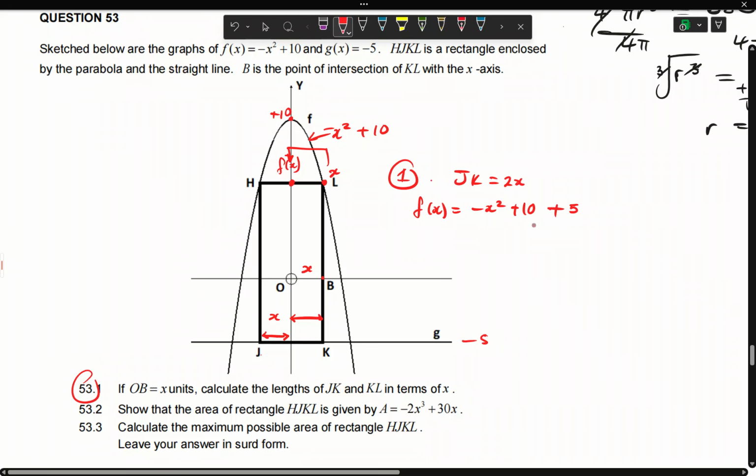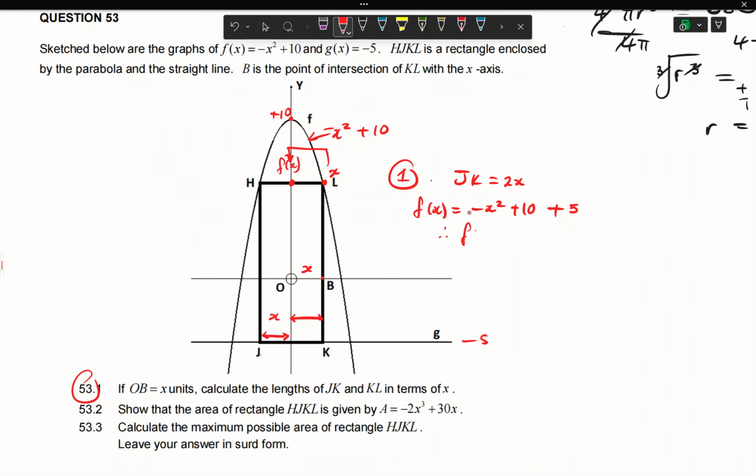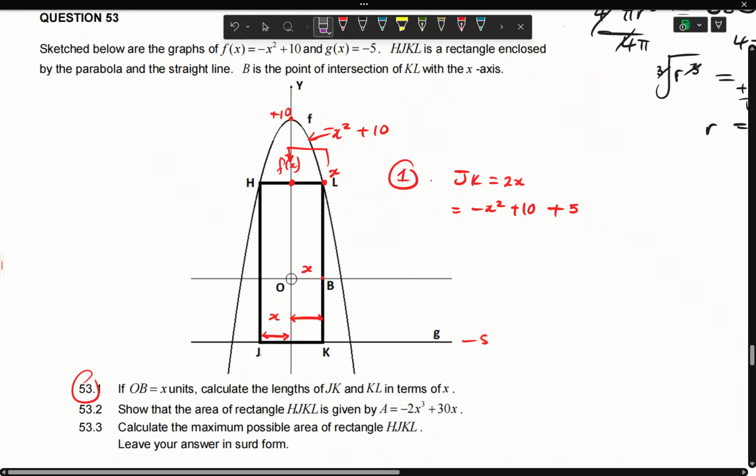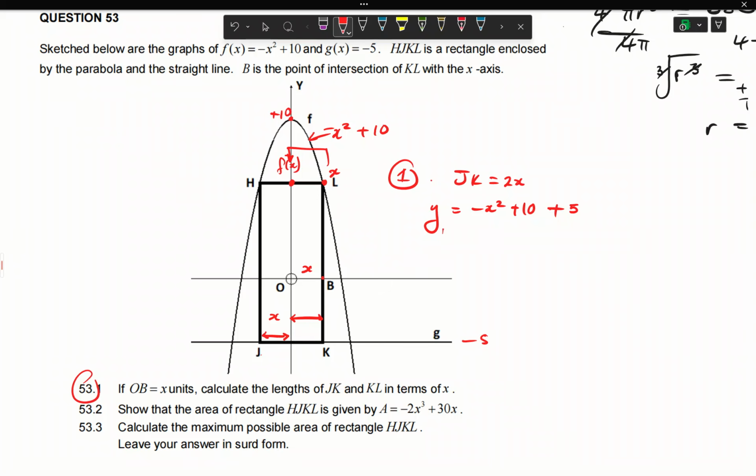So when we add the 5, therefore f, let's add it to the function here. The function is y, so that distance is LK. LK is going to give you -x² plus 15. So that's the distance, guys. Everything is in terms of x there.